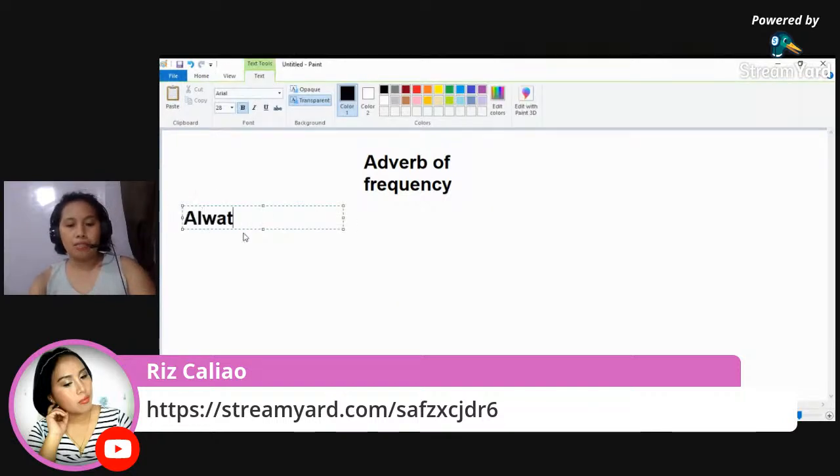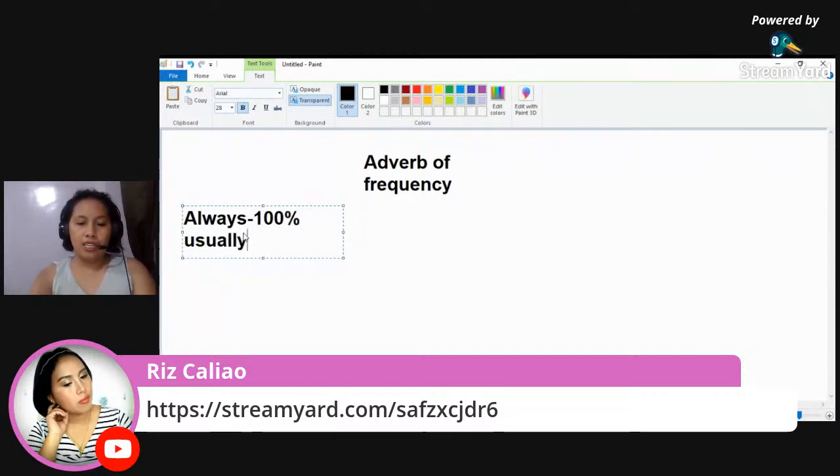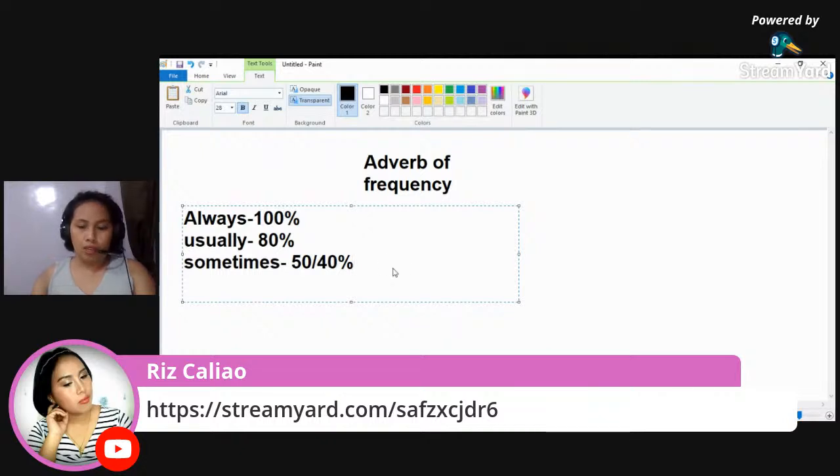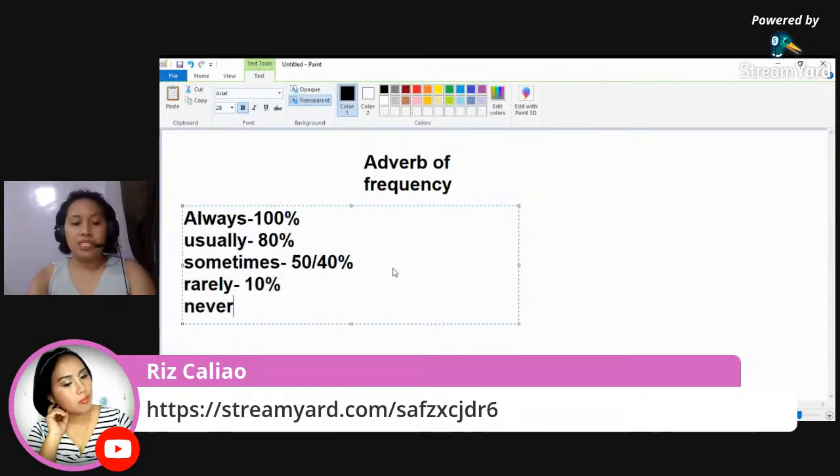Meron tayong always. Always is 100%. Okay. Usually is 80%. And then sometimes. Okay. Sometimes is 50 or 40%. And then we also have rarely. Rarely is 10%, and of course, never, 0%.